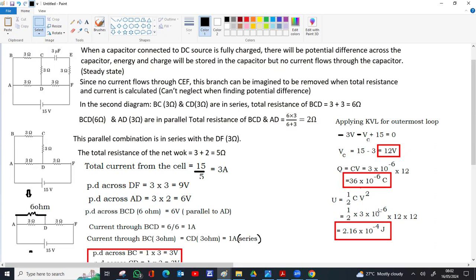If you take 2 points back, 216 can be 2.16 into 10 raised to 2. So 10 raised to 2 times 10 raised to minus 6 becomes 10 raised to minus 4. So the total energy stored is 10 raised to minus 4.